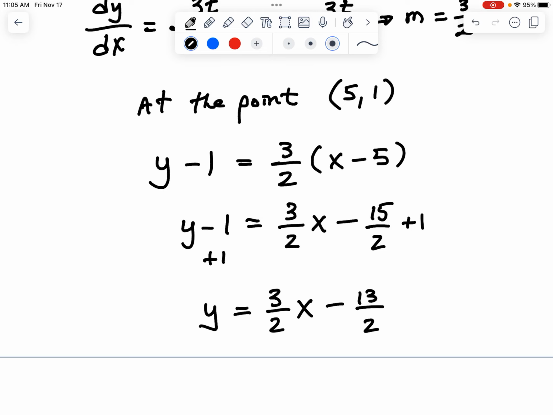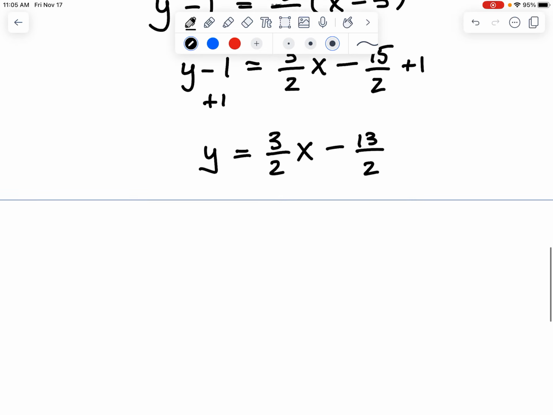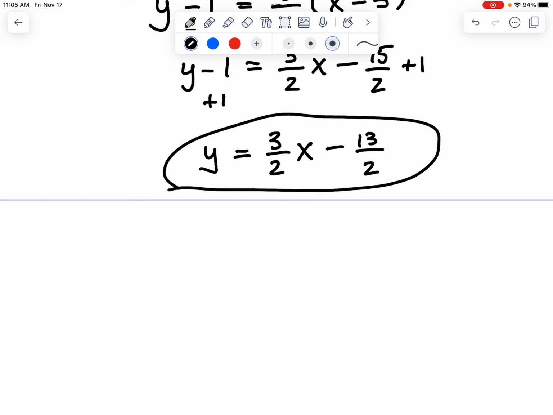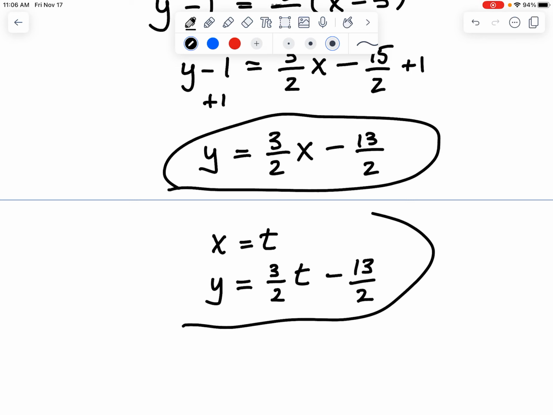And since the question was in parametric form, I'm going to put the answer in parametric form. To change a line from rectangular form to parametric form is very easy. You just say let x equal t, and then you substitute that into what y equals. So it becomes 3 halves x, but now x gets replaced with t, and then minus 13 halves. So there it is in parametric form.